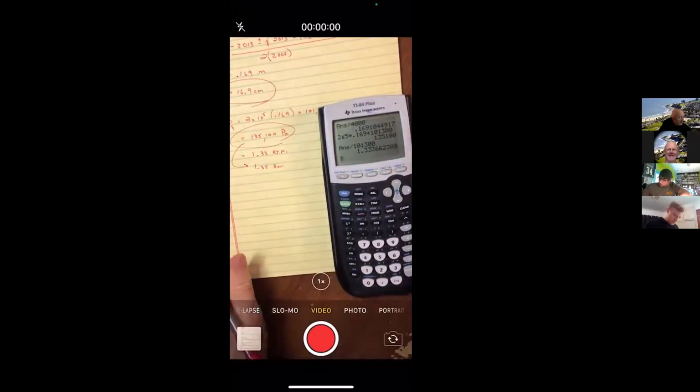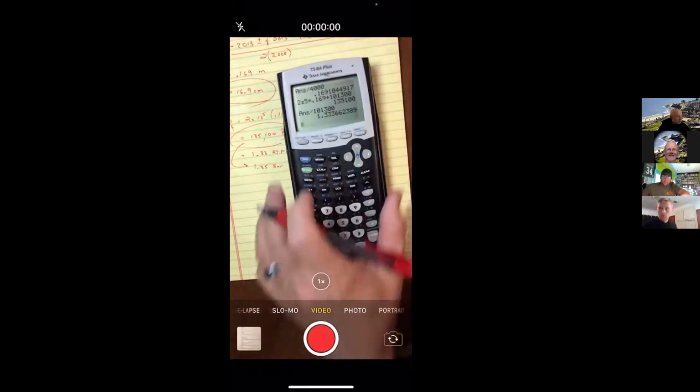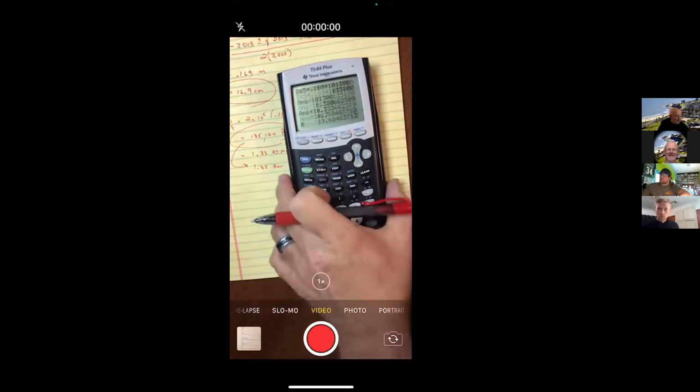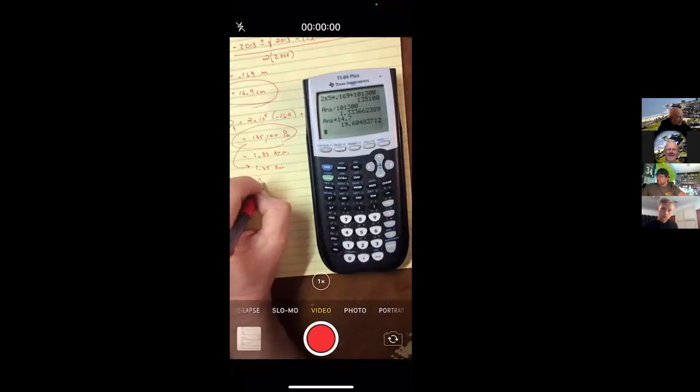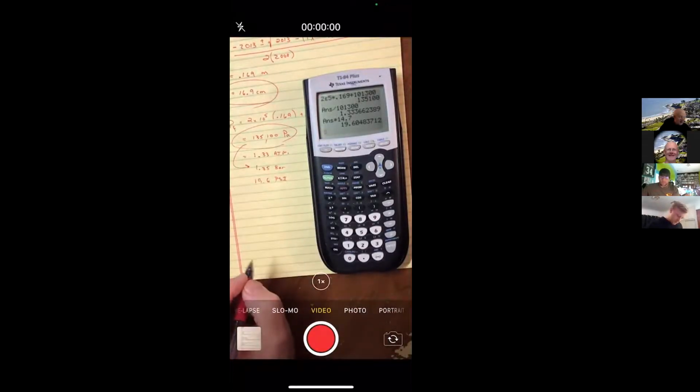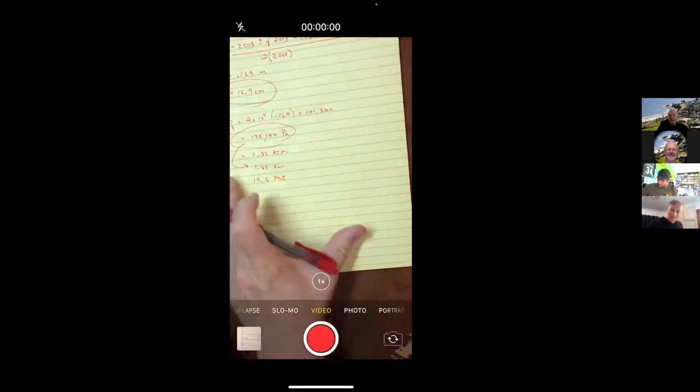And in PSI, this would be 19.6 PSI. I'm just having fun now. I don't doubt they're going to be in PSI.